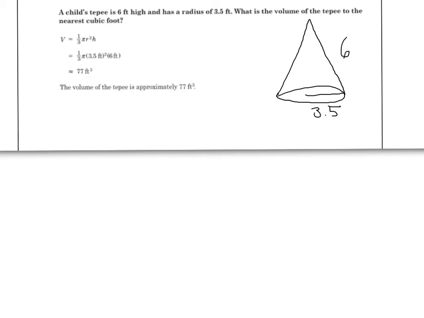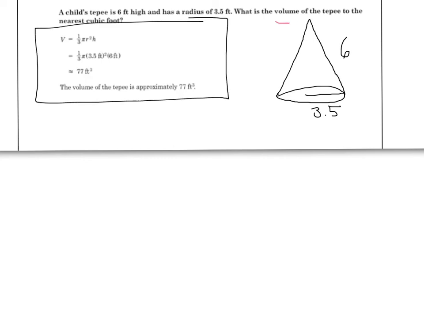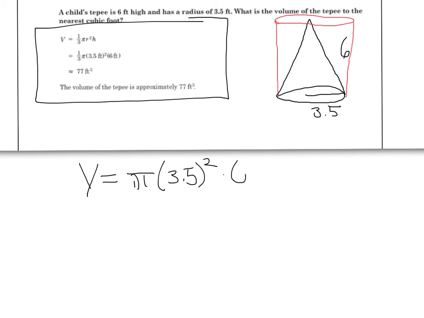Okay, so what we're going to do here is, I know you see a solution, and this is how traditionally it gets solved, but I want you to think about it in terms of a cylinder. Imagine this teepee was inside of a cylinder that has the same base area and the same height. So let's imagine we're finding the volume of a cylinder, which is the volume equals the area of the base, pi r squared. So we've got pi, and then r is 3.5. We need to square it, and then times the height, which would be 6.